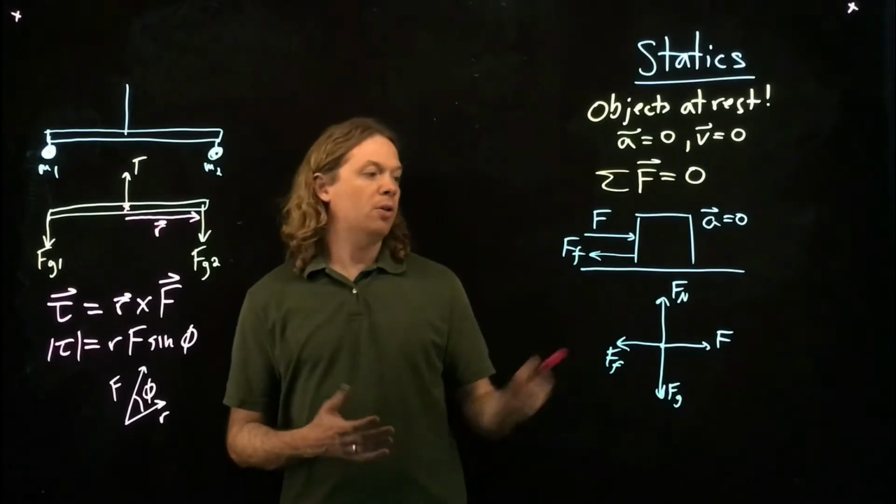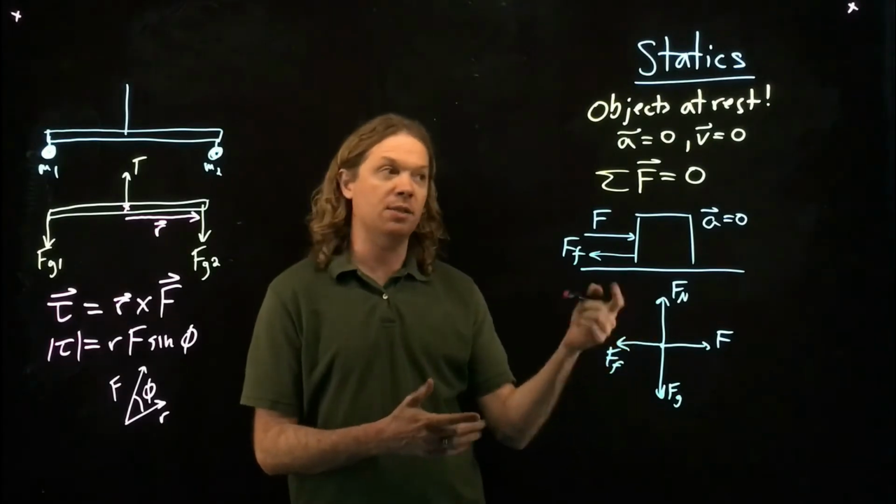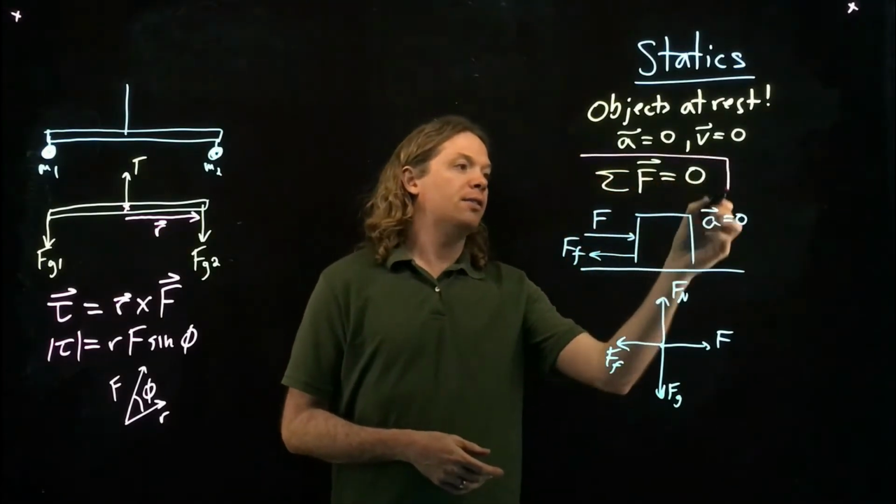Okay, so we know over here that the condition for static equilibrium for an object which can be replaced by a point is this.